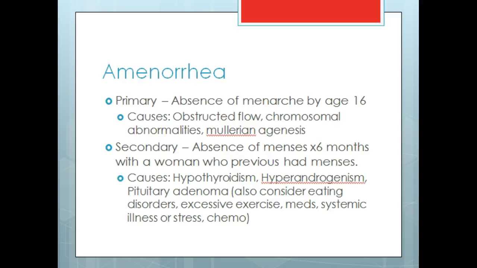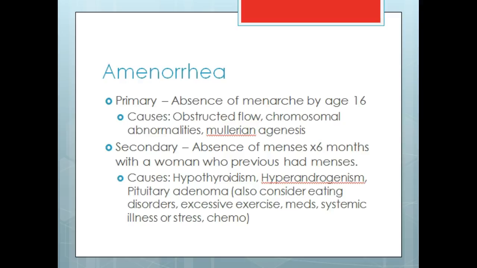So as you think about building a differential list for her then, the top 3 reasons for secondary amenorrhea are hypothyroidism, hyperandrogenism, and pituitary adenomas or tumors. So those should be the top 3 things on your differential list as you want to think about what kind of labs you'll draw, that kind of thing.